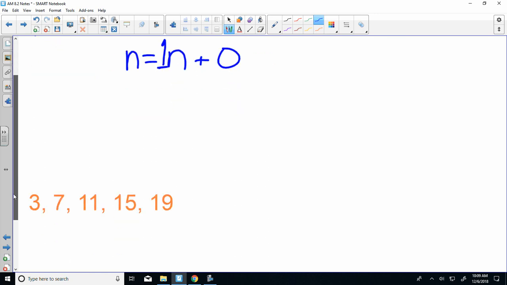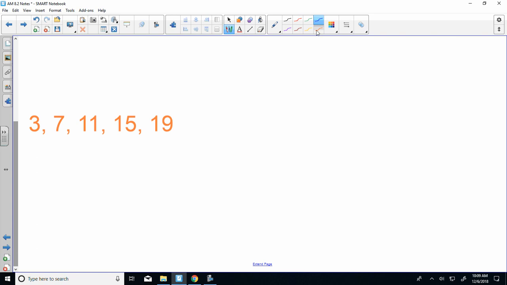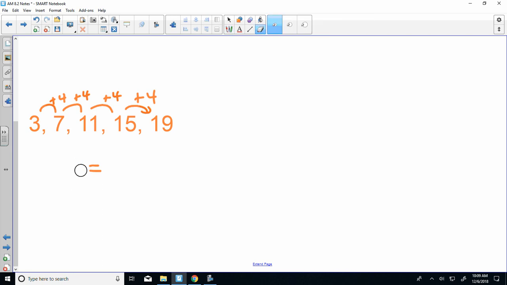Now then, if we look at this one down here, this one is adding 4 each time, so therefore the slope or the constant difference is 4. So then a sub n is going to equal 4n, and then you have to figure out what would be the value where it crosses the y-axis.